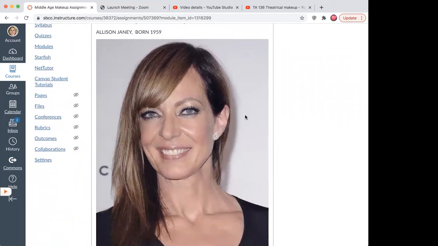So here's Allison Janney. We know she's a movie star. She's a big television star. She's extremely thin. Born in 1959, she's probably at the very upper end of middle age. She's in her early 60s, right? So this is a great, big, nice picture, and it's an excellent way to look at middle-aged.